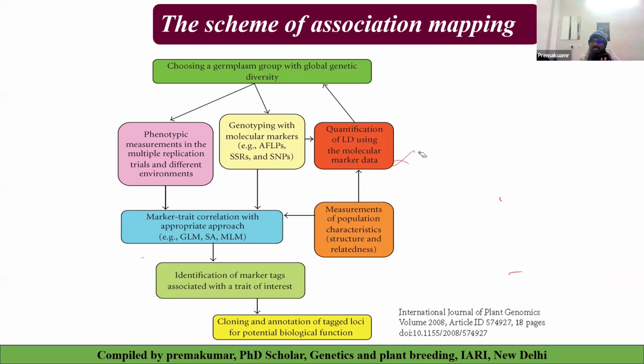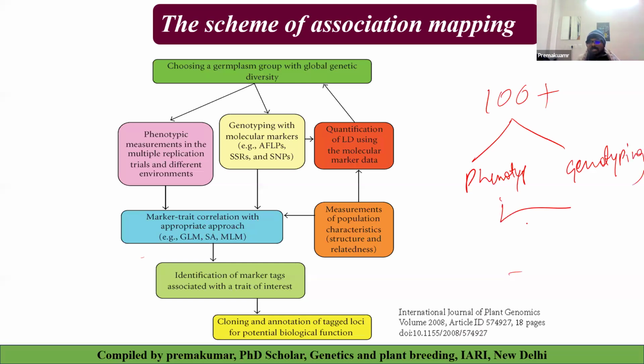What are we going to do in association mapping? First, take a large population. For example, in my case, I'm using 144 individuals, nearly 100 plus genotypes. Then I will do phenotyping. Then I will do genotyping. Then I will estimate the LD values. Then I will get marker trait association. This is the overall protocol.